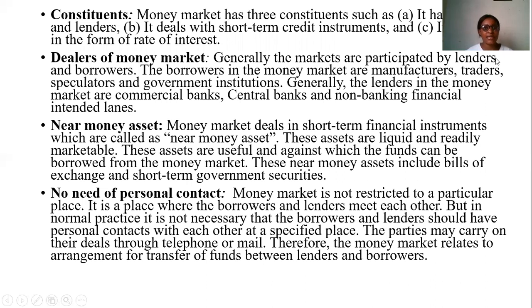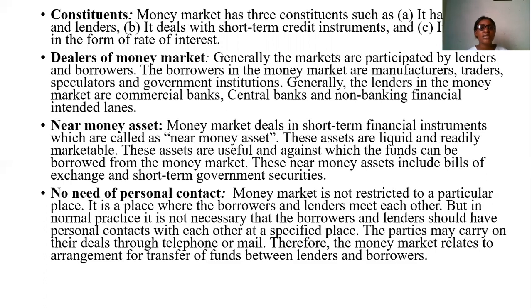So constituents. Money market has three constituents, which includes number one, borrowers and lenders. Number two, it deals in short-term credit instruments. And the last one, it has a price in the form of interest rate. So by borrowers and lenders in money market, the borrowers include manufacturers, traders, speculators, as well as government institutions. Then the lenders include commercial banks, central banks, and non-banking financial intermediaries. All right.